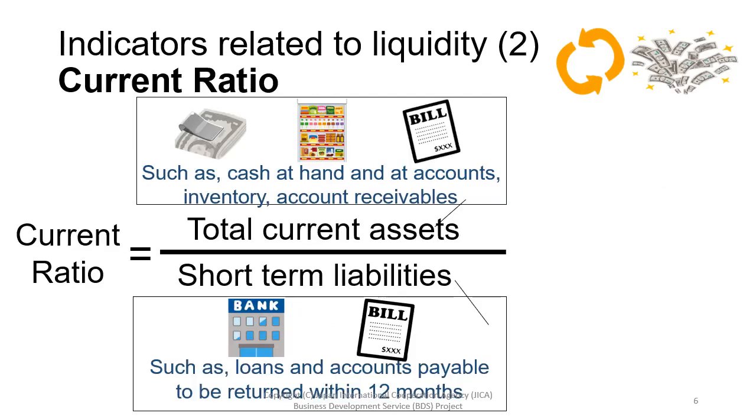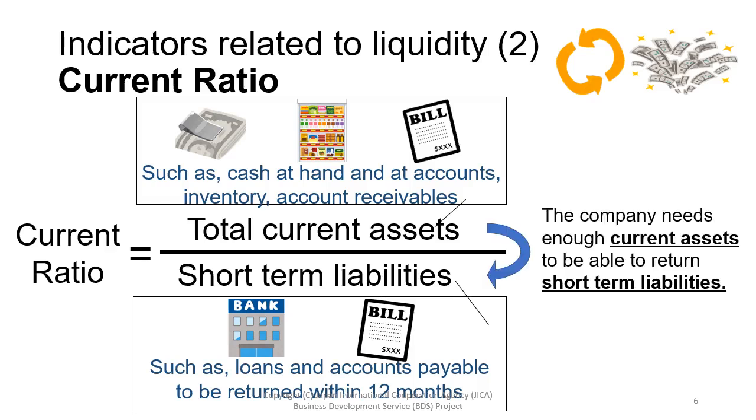In order to calculate current ratio, we have to look at the balance sheet. You simply add all the current assets and divide it with short-term liabilities, short-term as in something within 12 months. You see, the MSME needs enough current assets to be able to cover short-term liabilities like loans or accounts payable, so this number shouldn't be too low either.